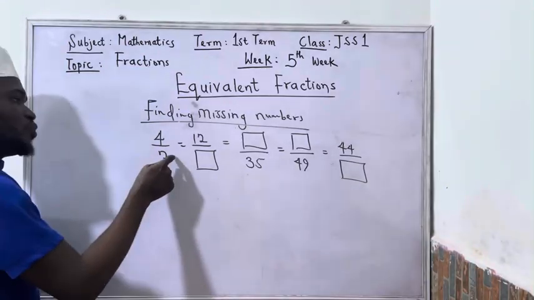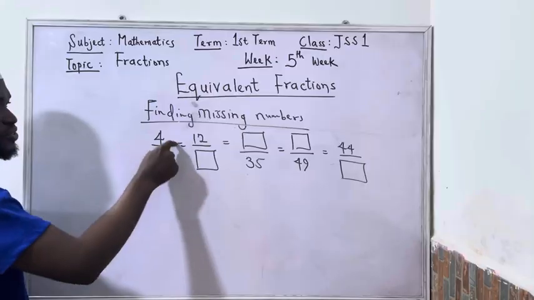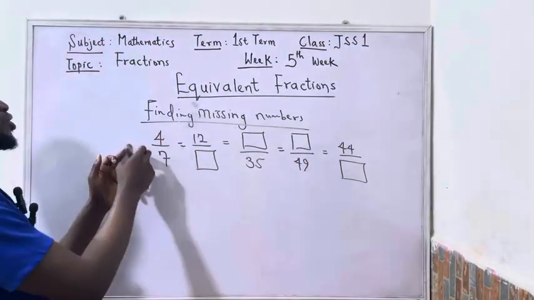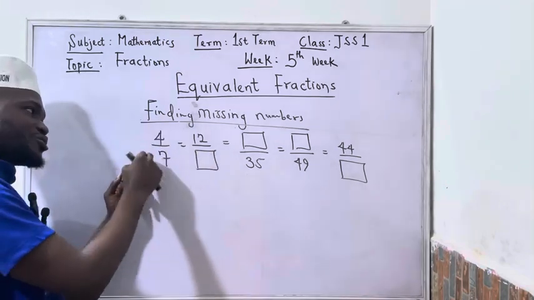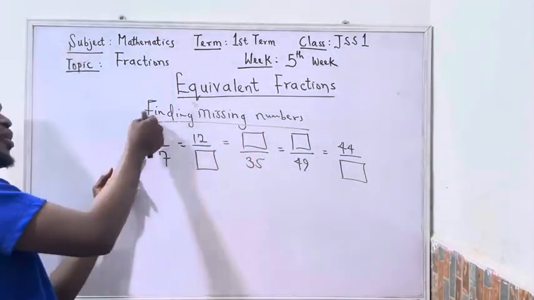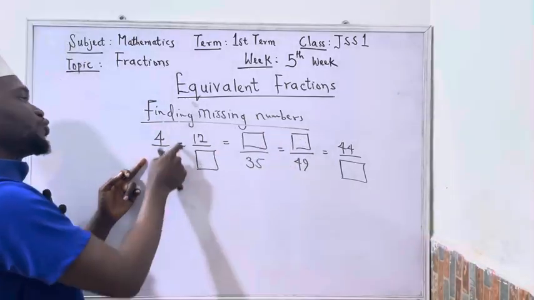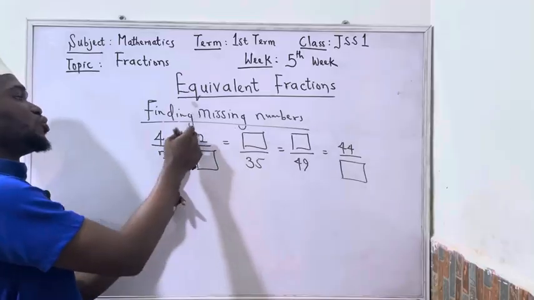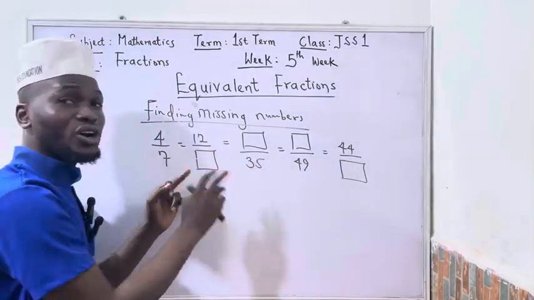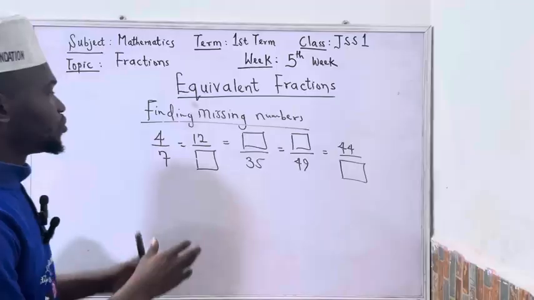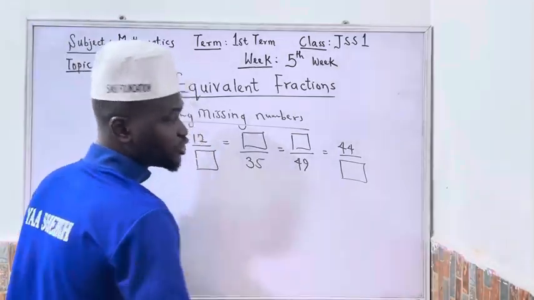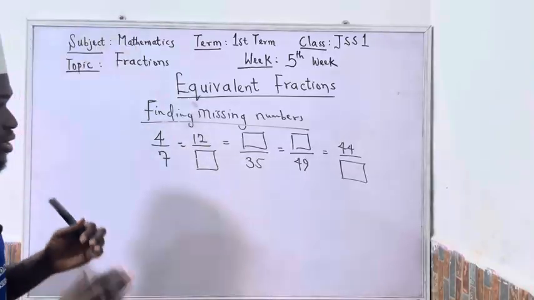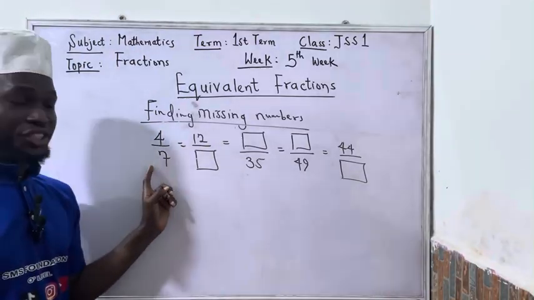Please, this first fraction is what you should always use to generate the other ones. Once you use this one to generate this, go back to this again to generate this. Come back to this again to generate this. Don't say because you have generated this, you now want to use this to generate the next. It may not work sometimes. It may confuse you. So use this to generate every other one. Always go back to the start.